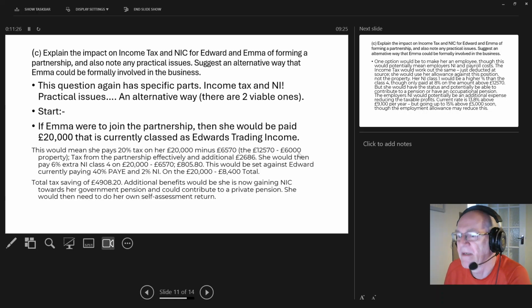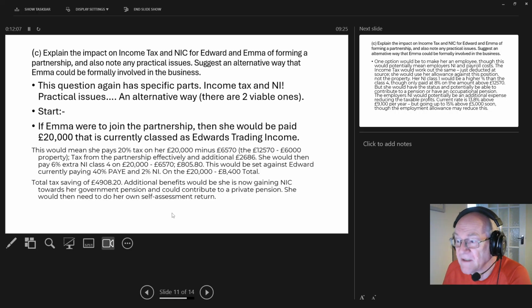She would then pay 6% extra NI on the income. Now, as a sole trader, of course, it's calculated annually, whereas if she was an employee, it would be calculated separately as a separate national insurance, and it would be 20,000 minus 12,570. I can imagine a lot of students get confused with that. And that works out at 805.80. So that's set off against the 40% he's paying. Total tax saving between the couple, £4,908.20. Probably worth turning into a partnership.